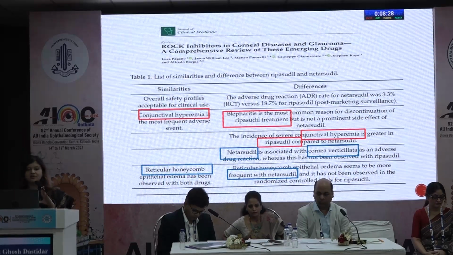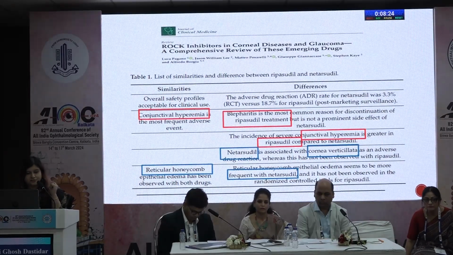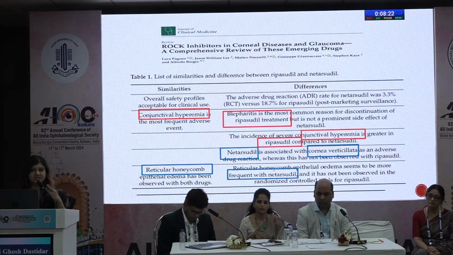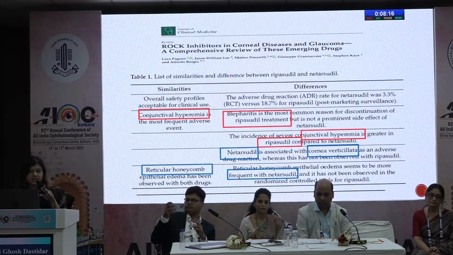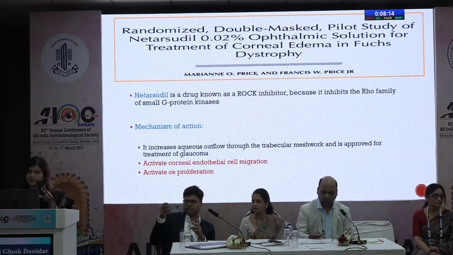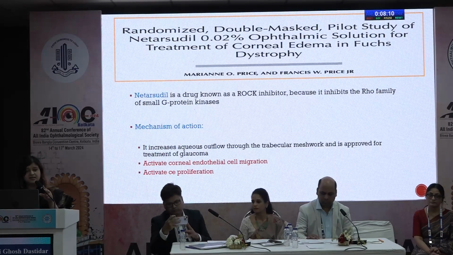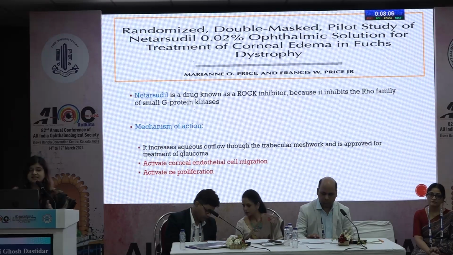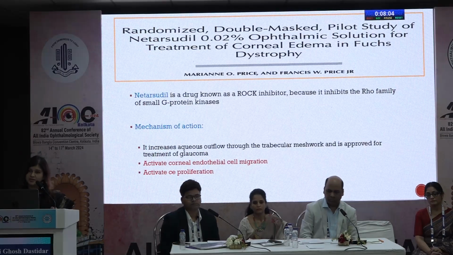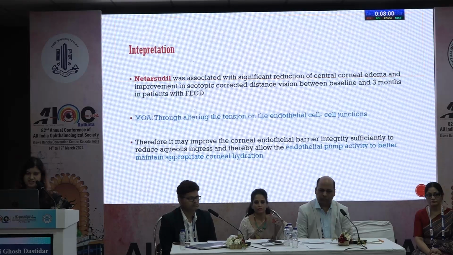The ones in red are of ripasudil: the conjunctival hyperemia, blepharitis, and for netarsudil, reticular honeycomb. We have seen beautiful publications in IJO. This decreases once we stop this drop, and cornea verticillata. Now there have been multiple studies regarding the use of these ROCK inhibitors, and what we have understood is that they activate the corneal endothelial cell migration. The healthy ones from the periphery migrate towards the center and activate cell proliferation.